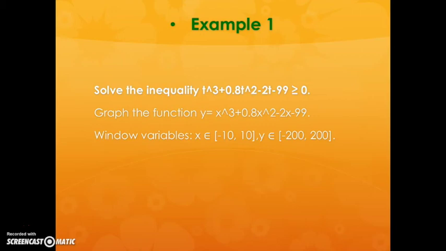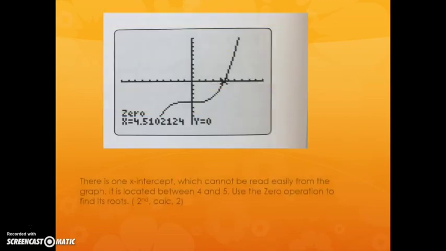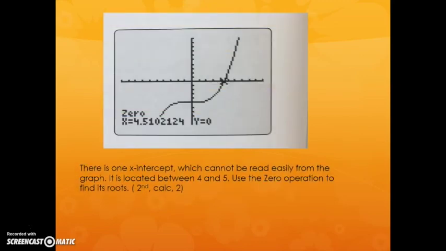First, graph the function y equals x cubed plus 0.8x squared minus 2x minus 99. Before that, please make sure that your window variables for x is between negative 10 to positive 10, and for y is negative 200 to positive 200. And you get this graph as a result. Based on the graph, there is one x-intercept, which cannot be read easily from a graph. It is located between 4 and 5. Use the zero operation to find its roots.